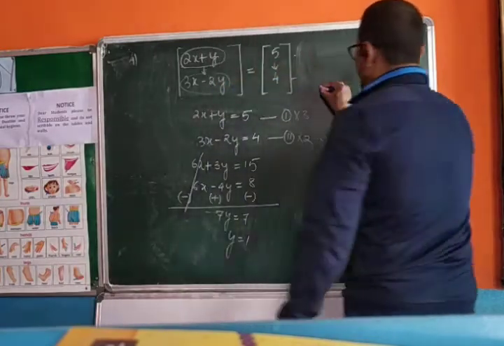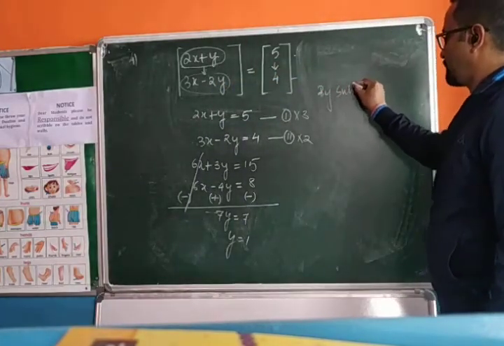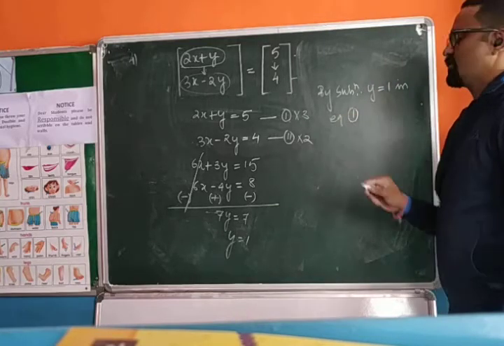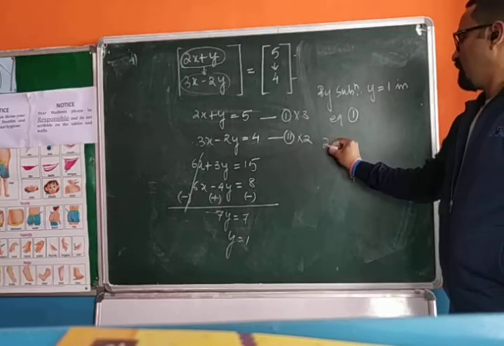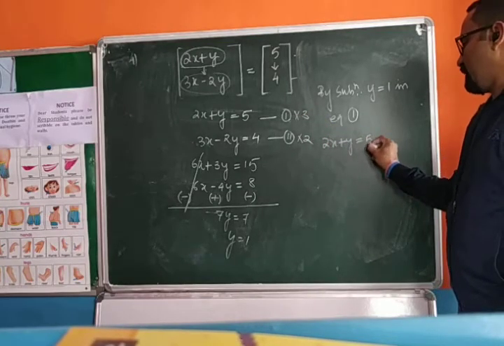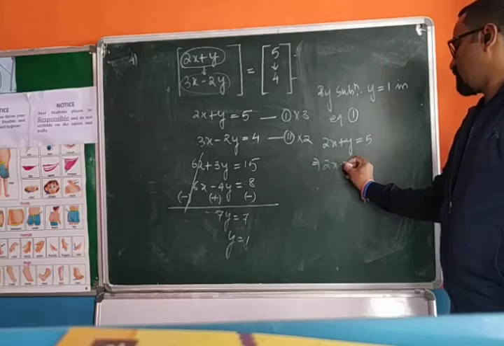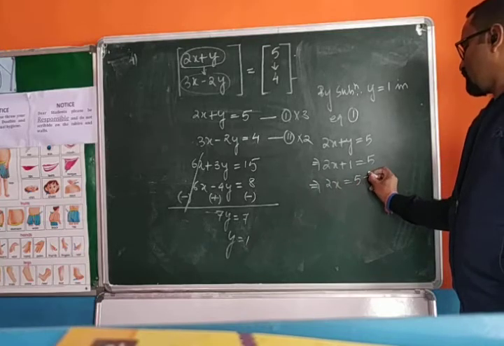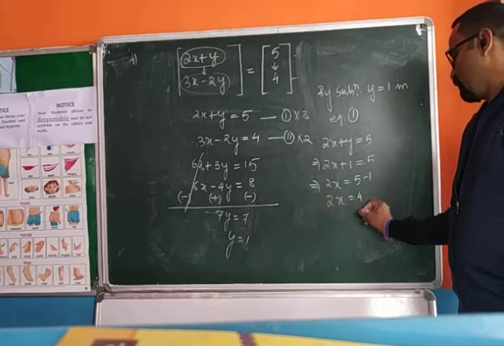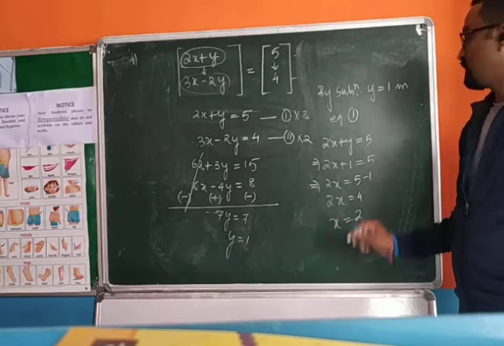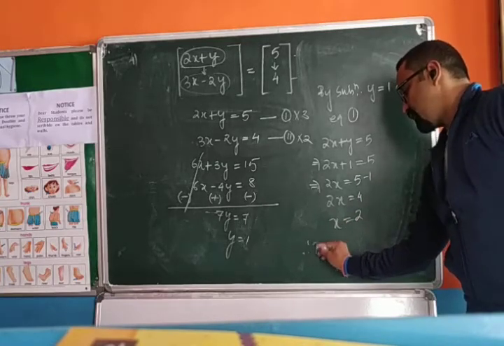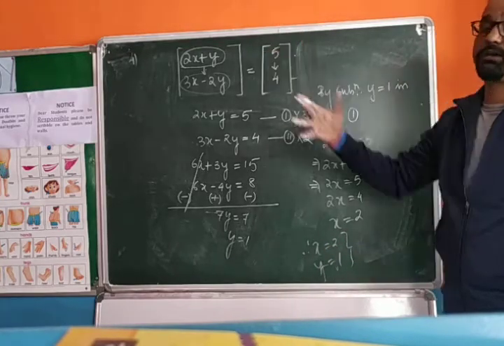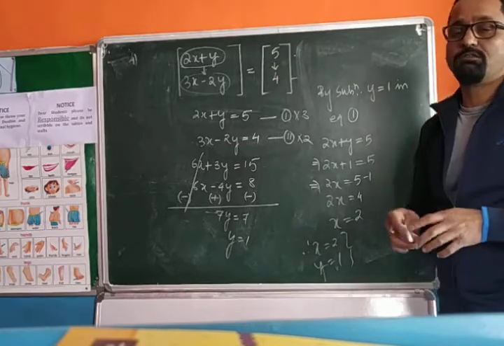By substituting y equal to 1 in equation number 1: 2x plus y is equal to 5, so 2x plus 1 equals 5. 2x equals 5 minus 1. 2x equals 4. X comes equal to 2. Therefore, x equals 2, y equals 1. These are the two values of x and y using equality of matrices.